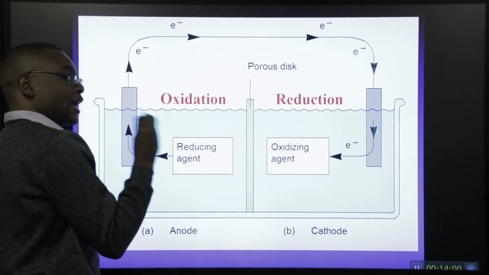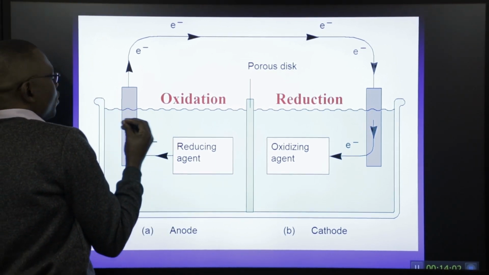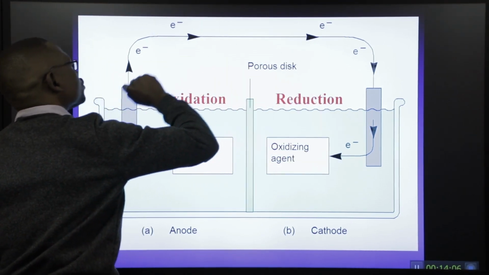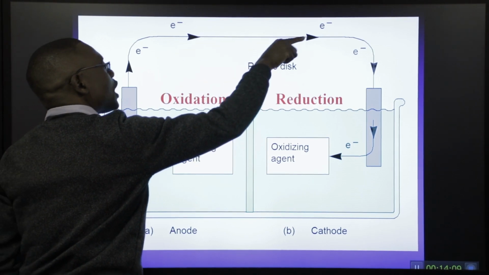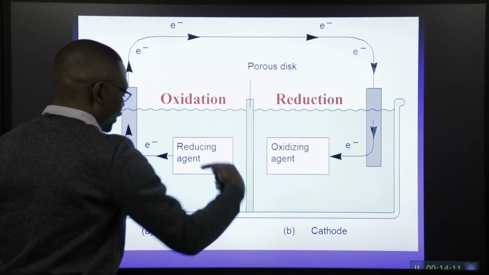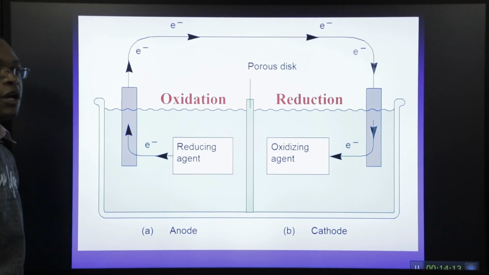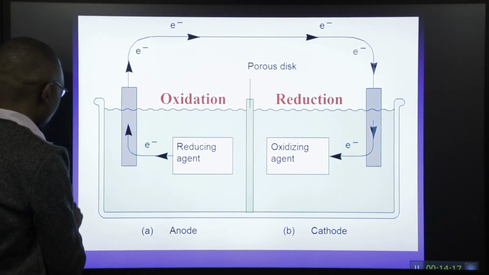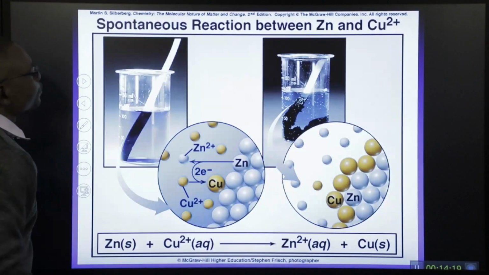So we are talking of a direct interaction here. We are saying electrons move from the anode to the cathode. So look at the arrows which are showing the movement of electrons through the voltaic or galvanic cell. So, ladies and gentlemen, let's familiarize ourselves with this, okay?